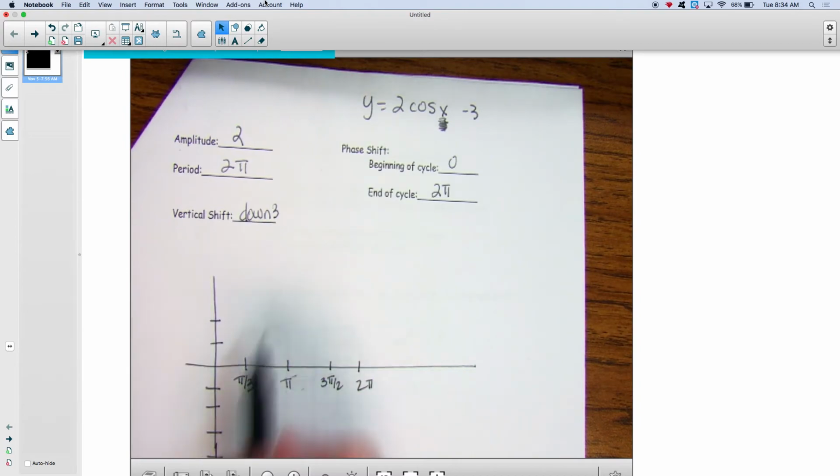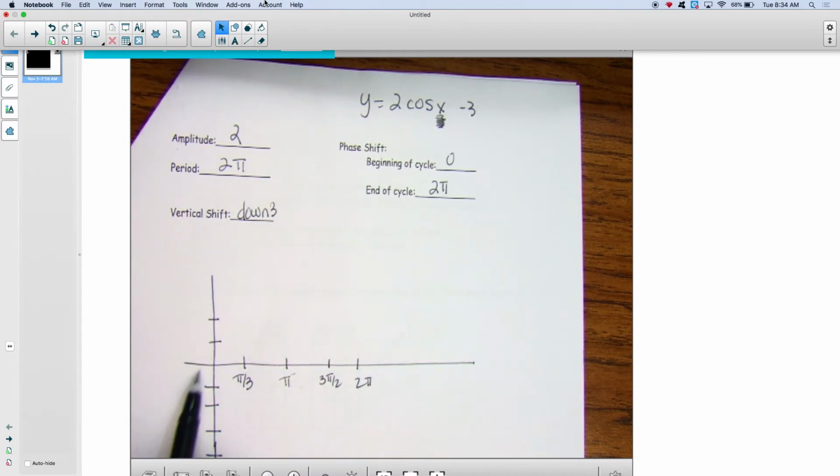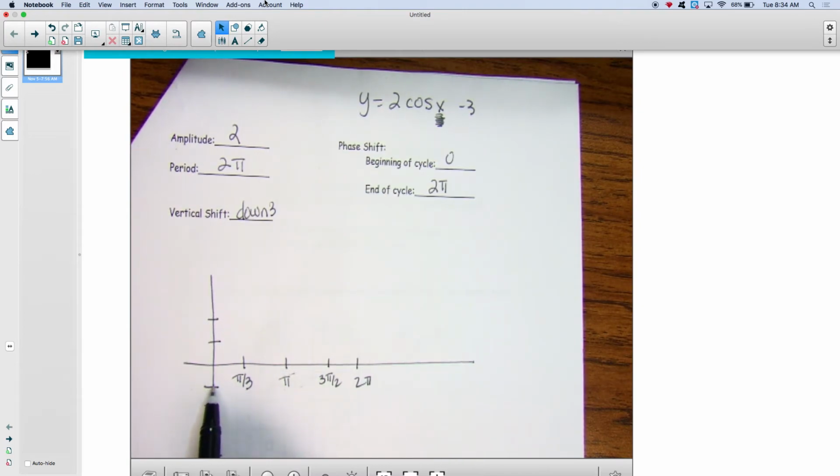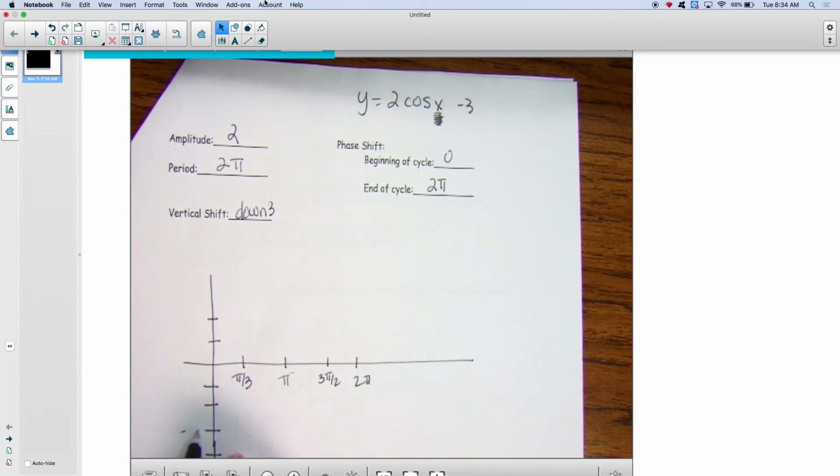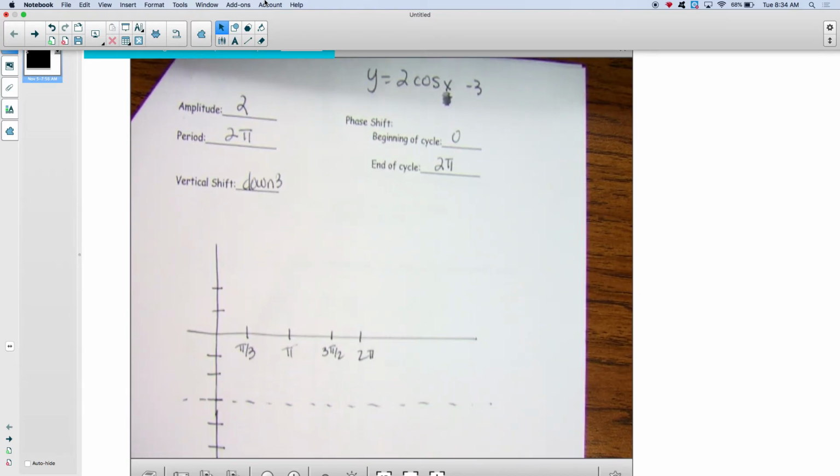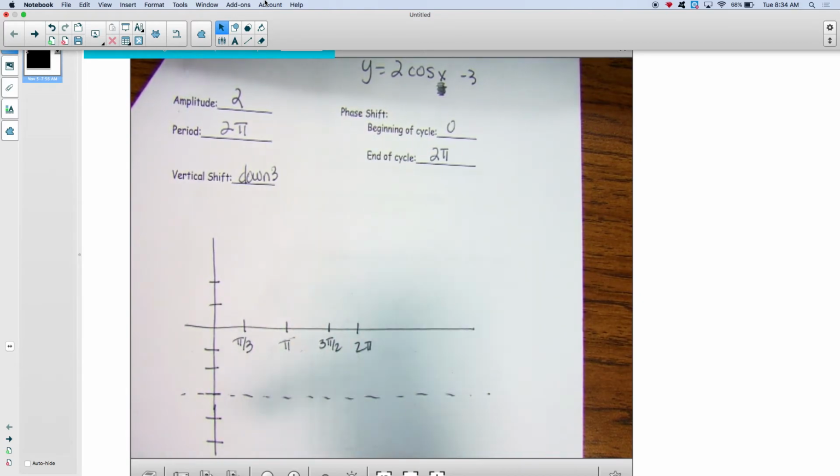So it's down 3. So I'm going to take the origin, or the x grid, and I'm going to shift it down 3. So I'm going to draw a dotted line here. Is that first point pi over 2? Yes, thank you.